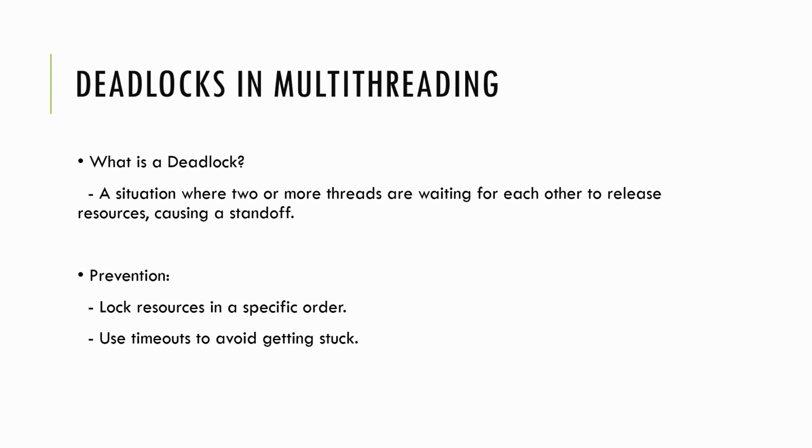Now let's talk about deadlocks. A deadlock happens when two or more threads are waiting for each other to release resources, causing the program to come to a halt. To prevent deadlocks, we should lock resources in a consistent order and use timeouts to avoid threads getting stuck indefinitely.